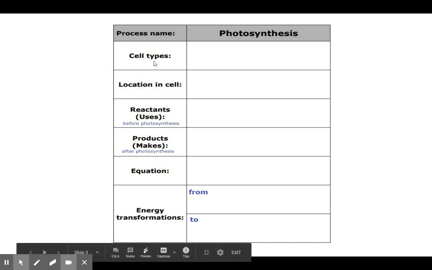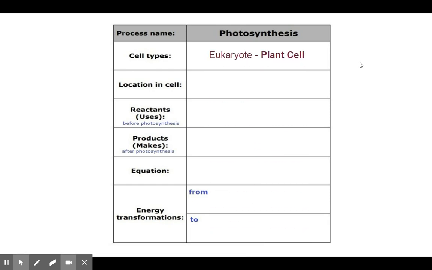Okay. What type of cell does photosynthesis happen in? Okay, it happens in plant cells. And plants are eukaryotes. They have a nucleus. You are a eukaryote. Our animal cells have a nucleus as well. Plant cells have a nucleus. Animal cells have a nucleus. Okay. Now, in this plant cell, more specifically, where does photosynthesis occur? It happens in the chloroplast. The chloroplast is an organelle.